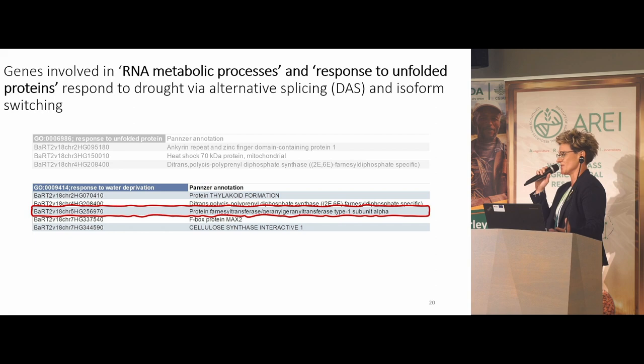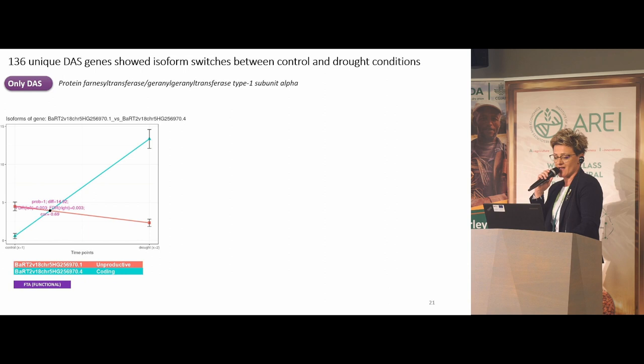Because it's involved in the farnesylation process, and I will tell you for a moment a story about the mutant in the ERA1 gene, which is encoding the beta subunit of this farnesyl transferase. So in case of subunit alpha, we noticed that the preferred isoform is coding, but this farnesyl transferase is a negative regulator of drought response. So it was kind of surprising.